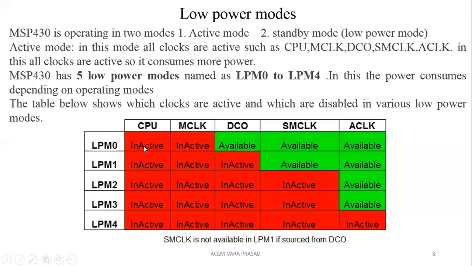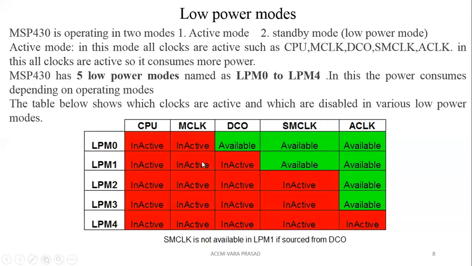Let us see the low power modes. In low power mode 0, CPU and M clock are not available; these are off. Which are available? DCO, SM clock and A clock. Only these three clocks are available. Please remember, red mark is not available, green mark is available. So compared to active mode, low power mode 0 consumes less power, because CPU and M clock are not available. Come to low power mode 1.